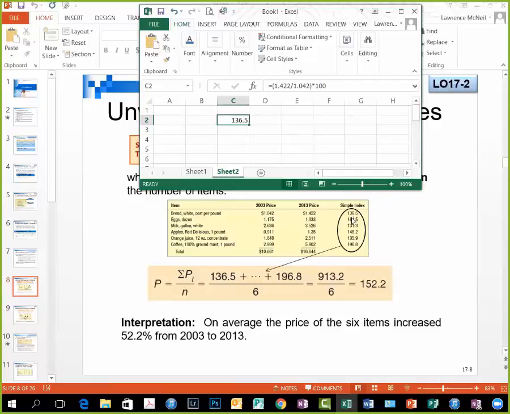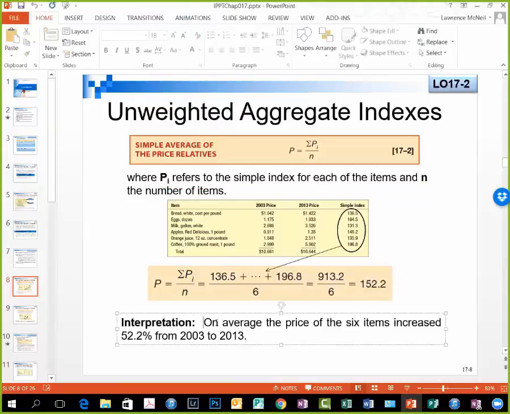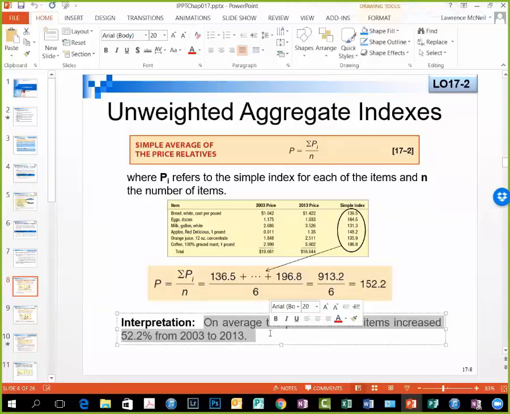Okay. In this period, eggs have gone up 64.5. Milk has gone up 31.3, etc. So we see a price increase from 2003 to 2013 for all of the goods. And then we're just saying, on average, how much have prices gone up? And so we take these price increases, the simple indexes, and we divide them by the n. And so we could say in general, or on average, the price of the 6 items increased 52.2%.